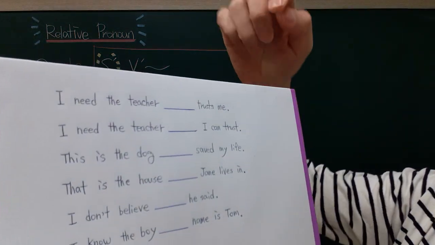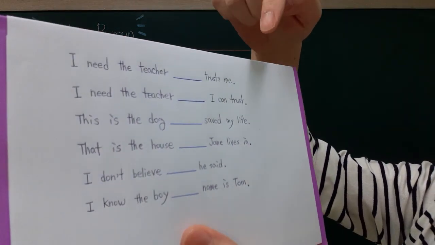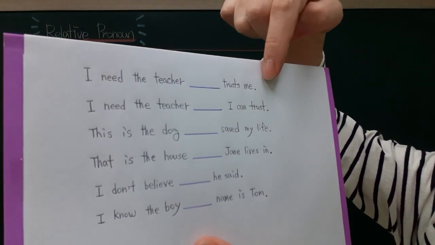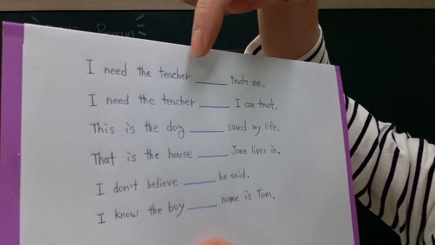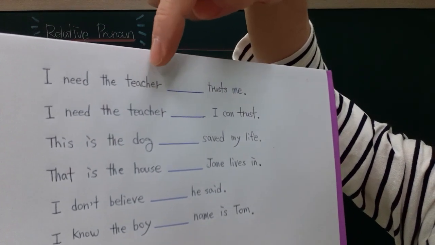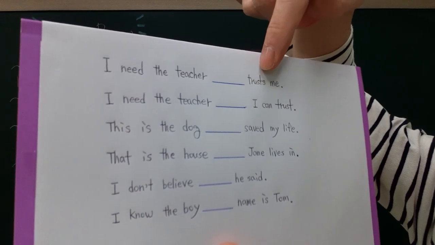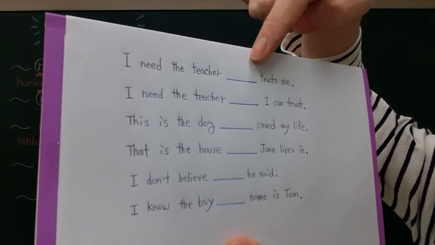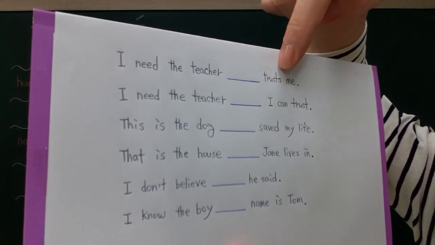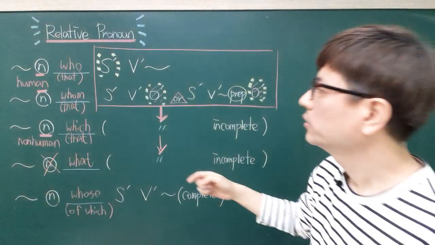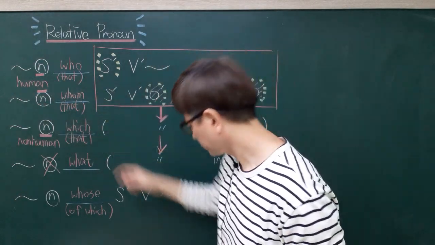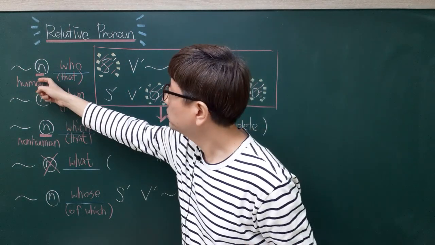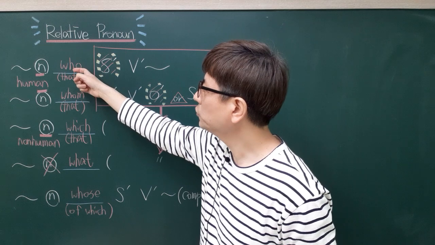Okay, as you can see, there are 6 sentences to solve. Number 1 is, I need the teacher, blank, trust me. In this case, we have human as a noun, the teacher, and we don't have any subject. Trust is a verb and me is the object. There's no subject. Human, no subject. Then the correct answer is who or that.